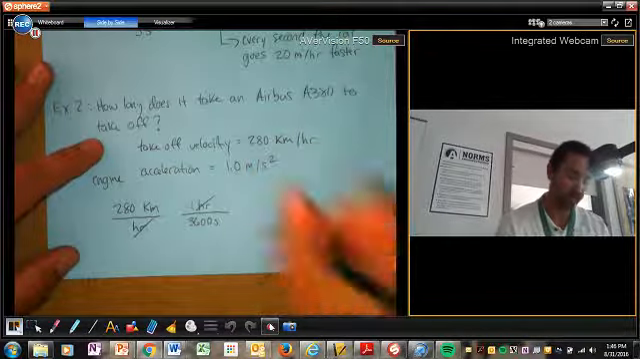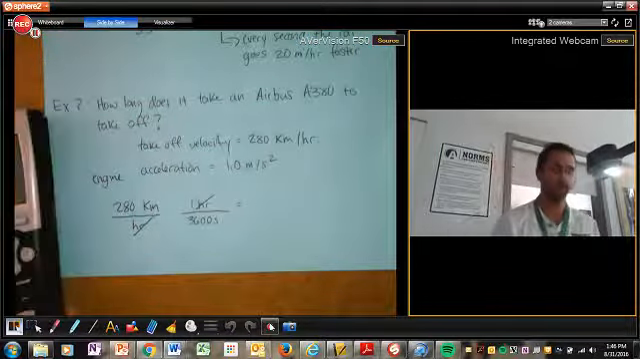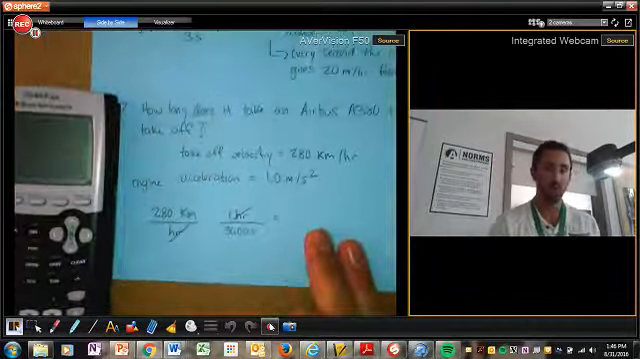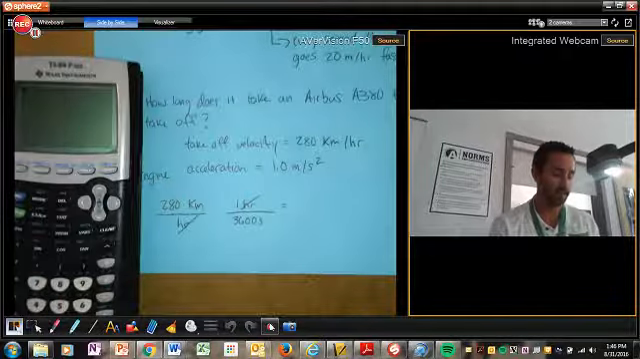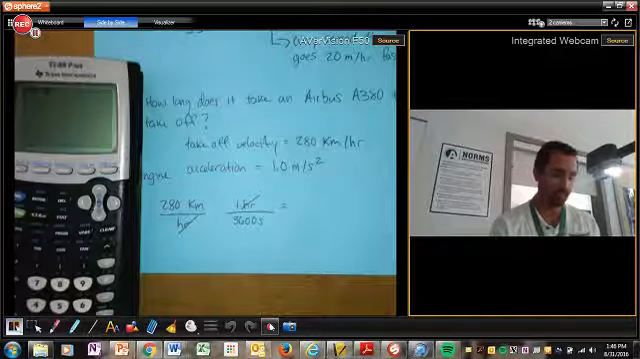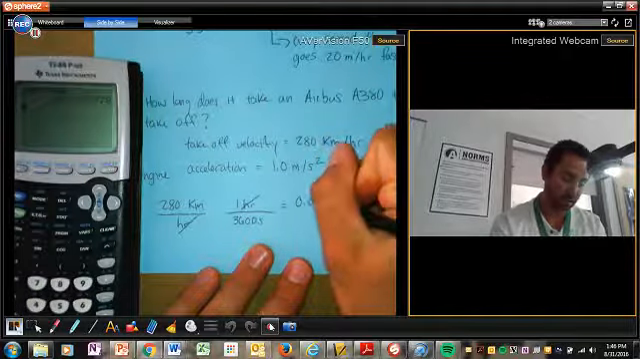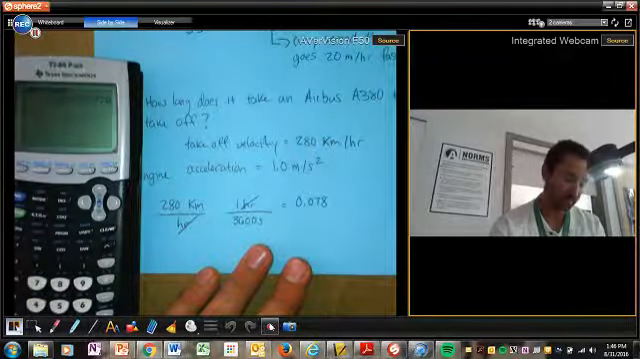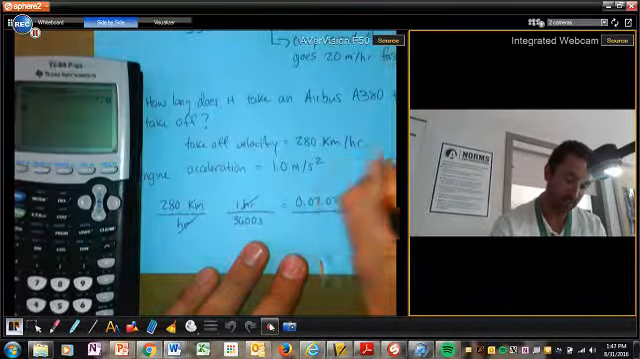Let's just do what that equals first. If I get my trusty calculator, it's like in chemistry when we were doing the moles, the grams and all that. So if I do 280 divided by 3,600, that gives me 0.078. Right now we have kilometers per second.